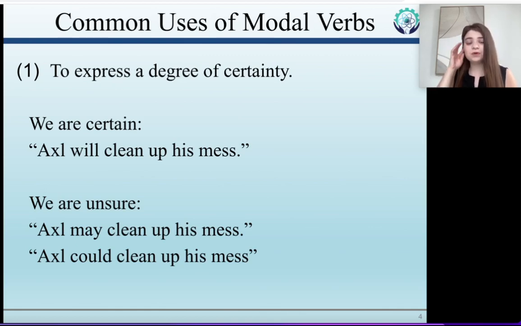So in this case, we're expressing a degree of less certainty. We're not really sure. It might happen, it might not happen, it could possibly happen, but we aren't entirely sure. Whereas in the first example, when we said Axel will clean up his mess, that's expressing that we're sure this is going to happen. We're pretty certain that he's going to clean up that mess.